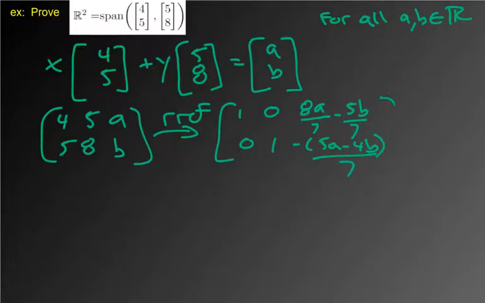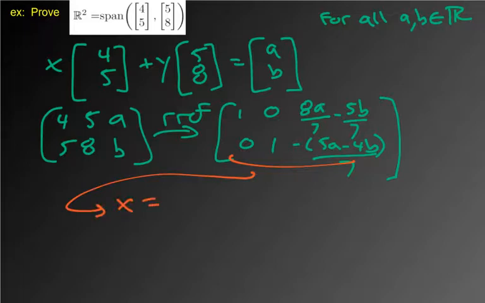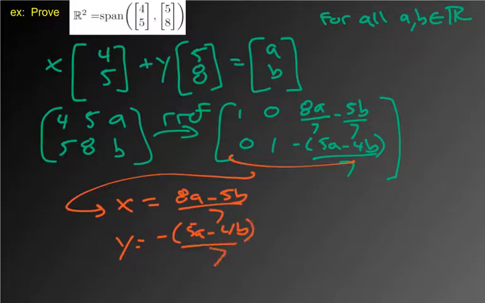It's maybe not obvious right off the bat, but this actually would prove it, because what this is saying is, to get a and b, let x equal (8a minus 5b) over 7, and let y equal the negative of (5a minus 4b) over 7.